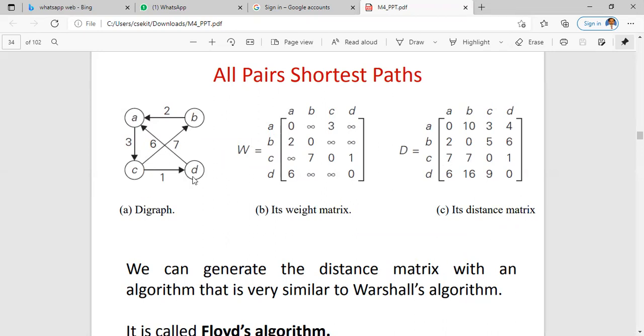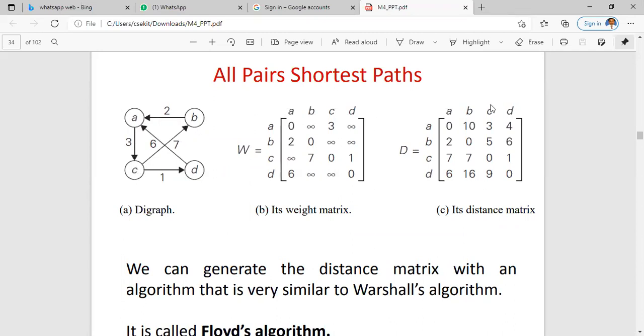C to C, no path. C to D is 1. Come for the last one, D. So D to A, it's already there, D to A is 6. D to B: how can you go from D to B? You can take D to A, which is 6, plus A to C is 3 and C to B is 7. So 6 plus 3 is 9, and 9 plus 7 is 16.